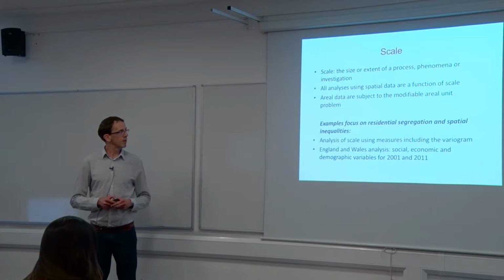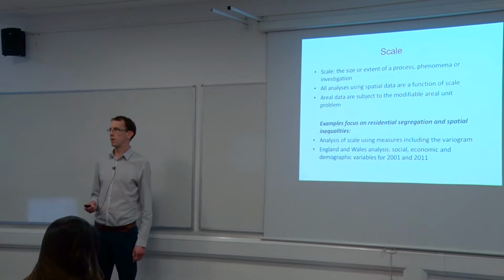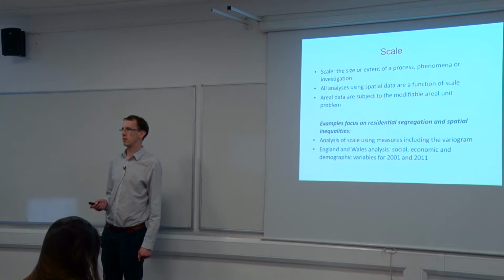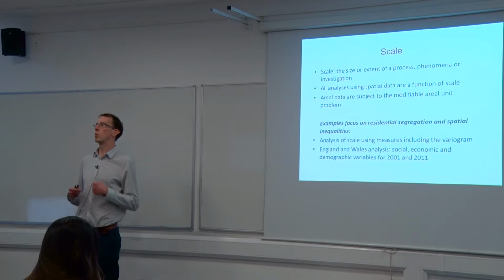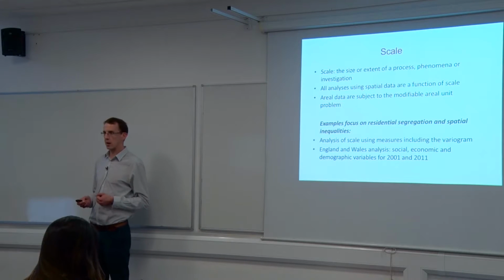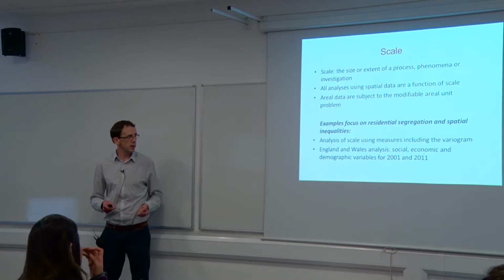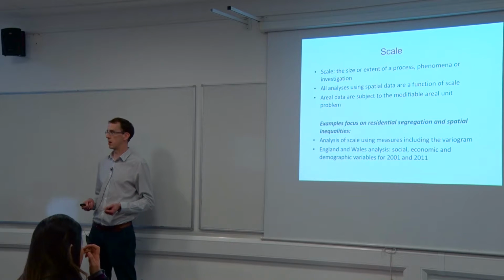I'm going to look briefly at some measures, including something called a variogram. I doubt if anybody here has heard of variograms, or if you have, it's probably in a vague way. They're not widely used in social science contexts. I'll illustrate their use through an application looking at population change in England and Wales between 2001 and 2011, using census data for those periods.